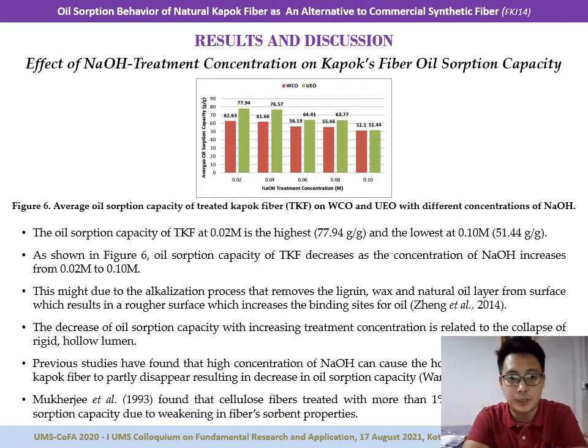The decrease of oil sorption capacity with increasing treatment concentration is related to the collapse of the rigid and hollow lumen. Previous studies have found that high concentration of NaOH can cause the hollow lumen structure of kapok fiber to partly disappear, resulting in decrease in oil sorption capacity. Another study by Mukherjee in 1993 also found that cellulose fibers treated with more than 1% of NaOH have poorer oil sorption capacity due to the weakening in the fibers' solvent properties.